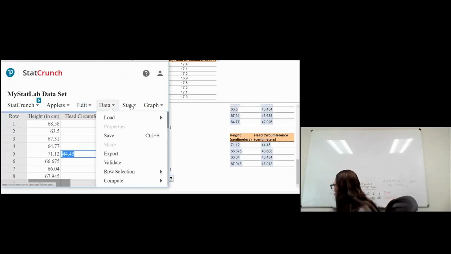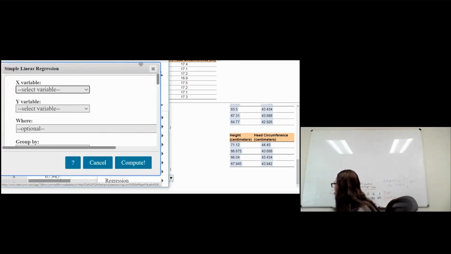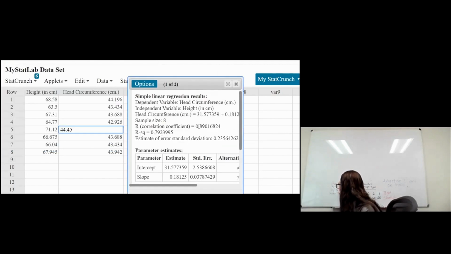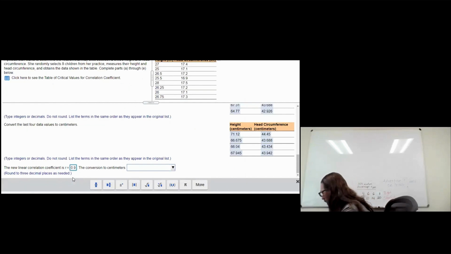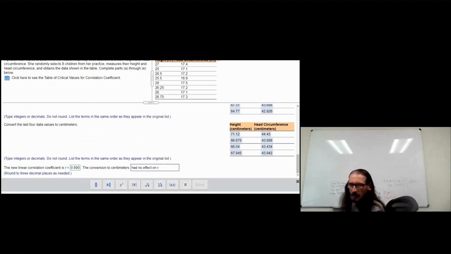Stat and regression, simple linear, tell it the new columns to look at, recalling the order of the height and head circumference as explanatory and response. Looking at R, not R squared, there's the 0.890 again. It's left it unchanged. R is a unitless measurement. It has no effect when we convert measurement units.